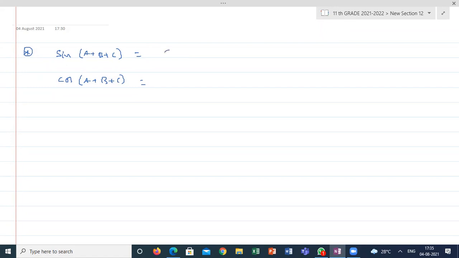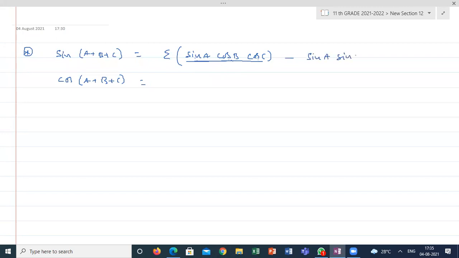First, let me explain. Summation of sine A cos B cos C. That means first you have to write sine A cos B cos C, cos A sin B cos C, cos A cos B sin C. That sum you have to take. Repetition, cyclic. In the first expression sine will come for A, in the second expression sine will come for B, in the third expression sine will come for C. Minus sine A sine B sine C.